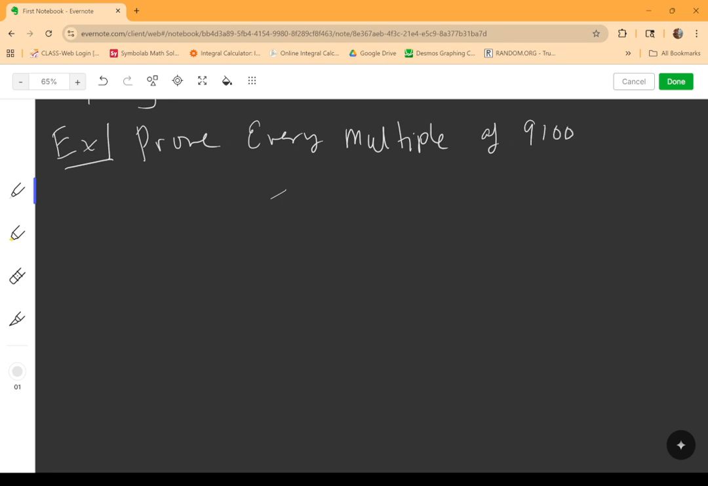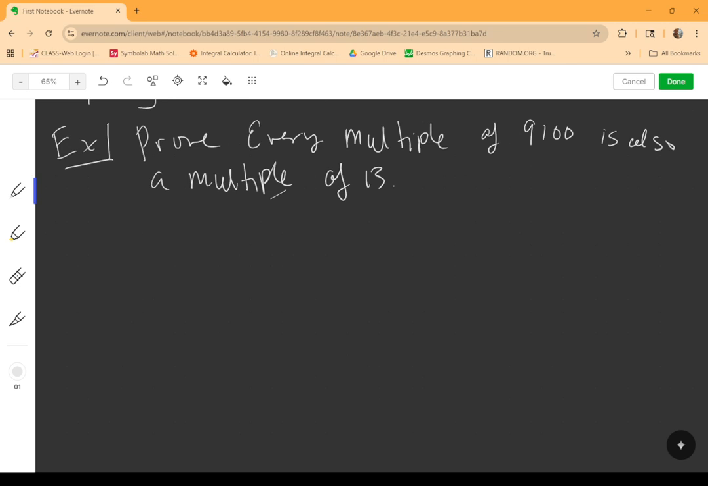Okay. Let's do one example here. Here we want to prove that every multiple of 9,100 is also a multiple of 13. So looking at this, how can I do that?